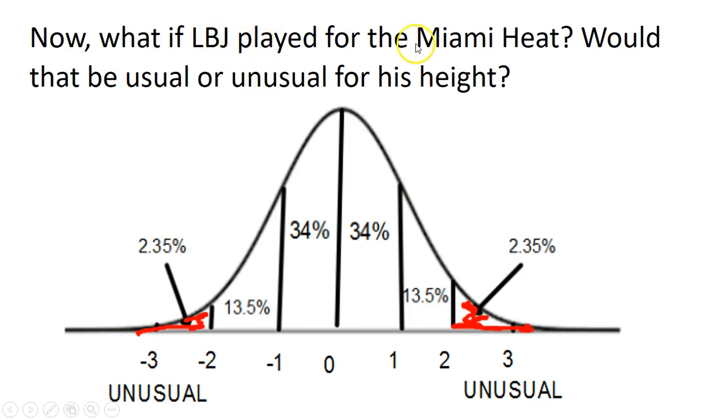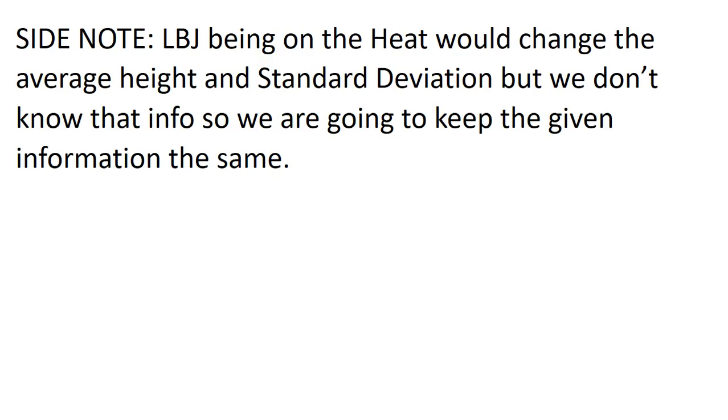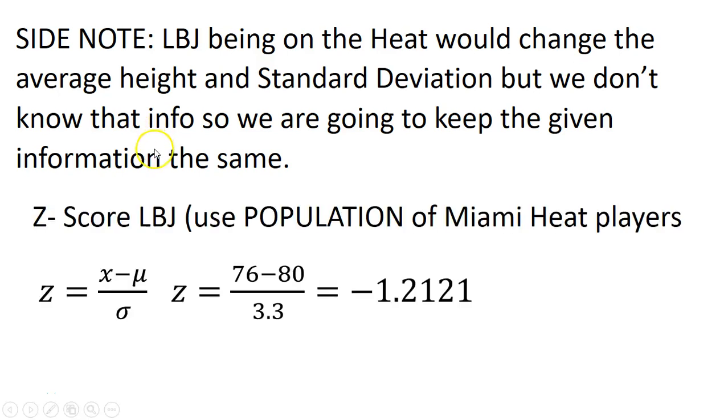What if Lyndon B. Johnson played for the Miami Heat? If we put him in the data set, would that be usual or unusual? The point is, where would he fall in that perspective? Side note, Lyndon B. Johnson being on the Heat would change the average height. So this is fuzzy math that I'm showing you to get the point across. It would change the standard deviation. Since I don't know the data set of every single Miami Heat player off the top of my head, I can't give you the most accurate answer possible. Keep that in mind.